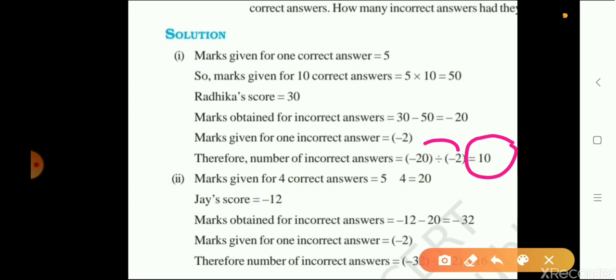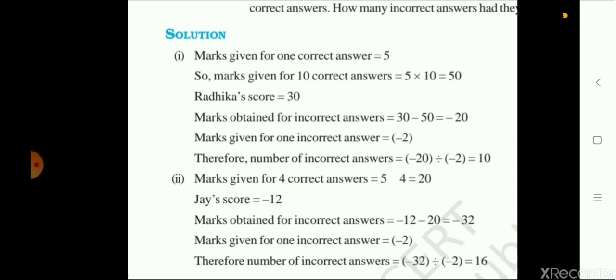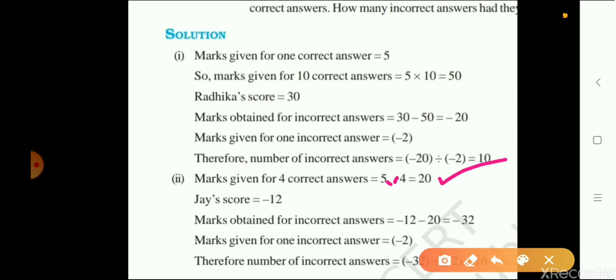Now in case of Jay, he has done 4 correct answers. So his score for 4 correct answers will be plus 20. But Jay's actual score is minus 12. So the marks obtained for incorrect answers will be the actual score minus the score for 4 correct answers. So it will be minus 32. The marks which have been deducted for incorrect answers is minus 32.